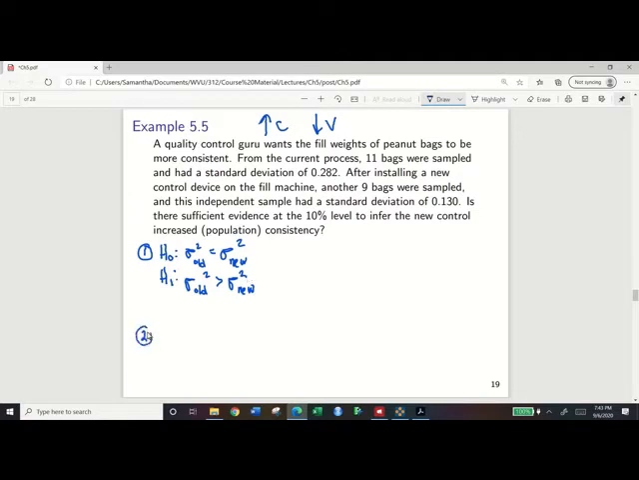Step 2, we can calculate our test statistic, which in this case is 0.282 over 0.130. And remember, we were given standard deviations, but the problem calls for variances. So we're going to need to square them. And this will give us an F statistic of 4.7.